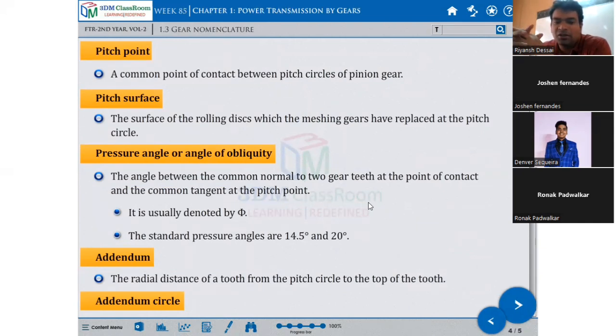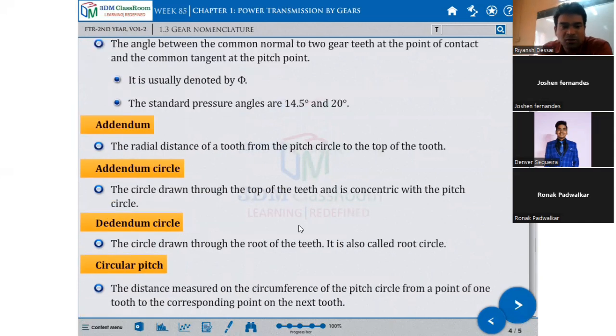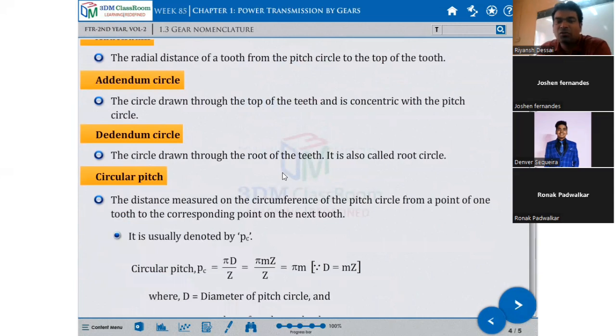The standard pressure angles are 14.5 degrees and 20 degrees. These are the standard angles. If you don't remember, keep some idea of 14.5 to 20 degrees. Then addendum is the radial distance of the tooth from the pitch circle to the top of the tooth. The addendum circle is drawn through the top of the teeth and is concentric with the pitch circle. The circle drawn to the root of the teeth is called the root circle.